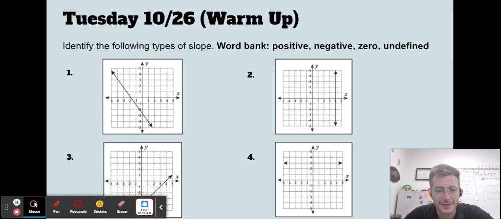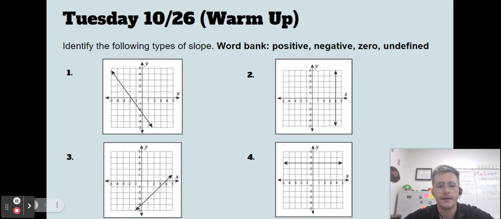All right, guys. Tuesday, 10:26. Here's our warm up today. You're going to be identifying the following types of slope. You're choosing between positive, negative, zero, and undefined. You have 4 different graphs here.